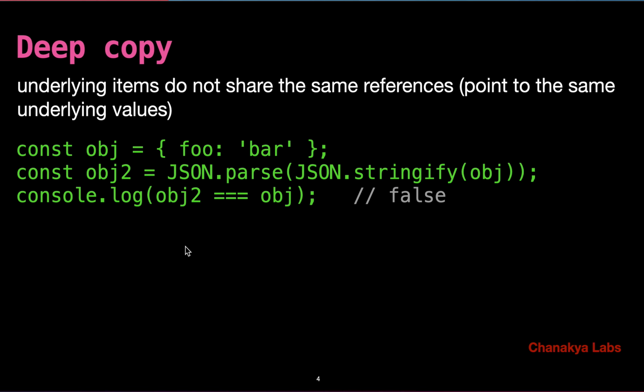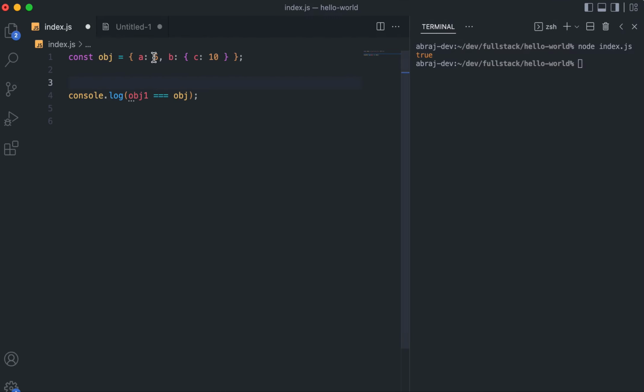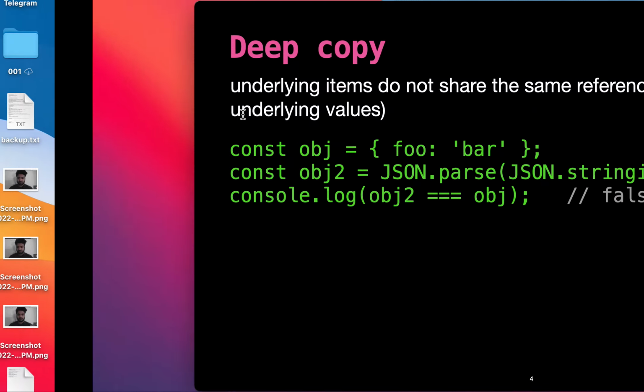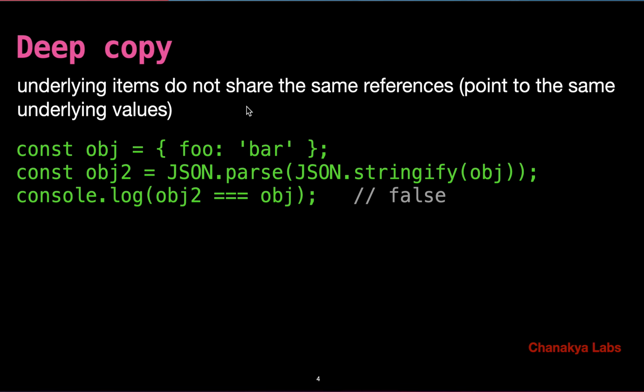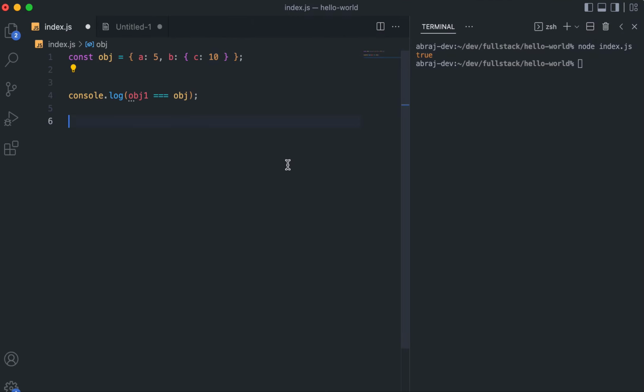Not only are the base addresses different, which is clearly visible from here, but apart from that, the underlying items are also different. So here the underlying item is foo. In this case, our underlying items are this 5 and this object b, right? So none of the underlying items share any references, which means they don't point to the same underlying values. They are completely different. So let's try to do that.